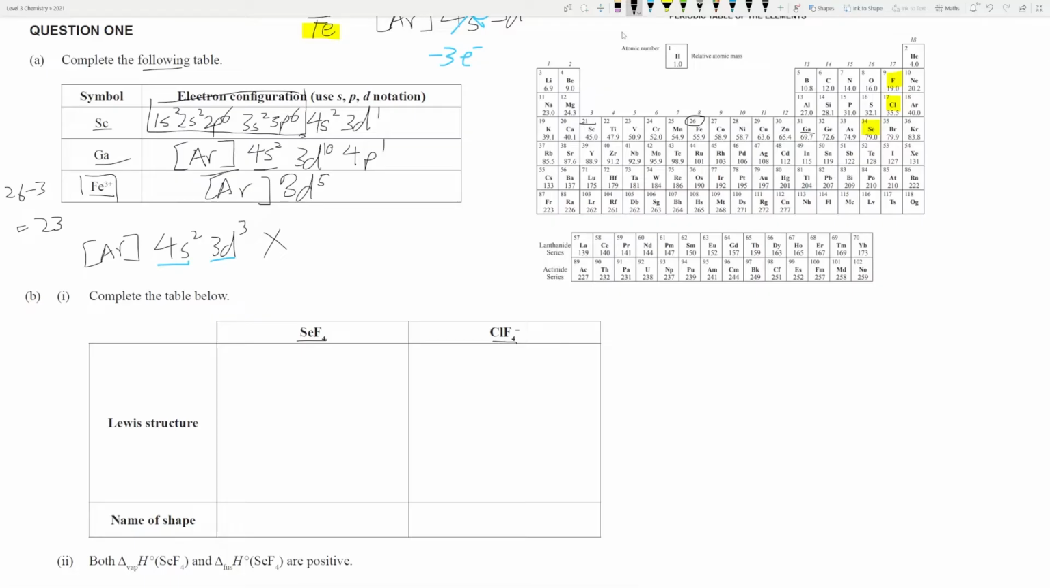So for SeF4, Se is in group 16. So this is 6 plus 7 times 4. So 7 means there's 7 from fluorine, and there are 4 of them. So this is 34 electrons. For ClF4-, there's 7 times 5, because Cl and F are both group 17. Plus 1, because minus 1 means plus 1 more electron, so that's 36 electrons.